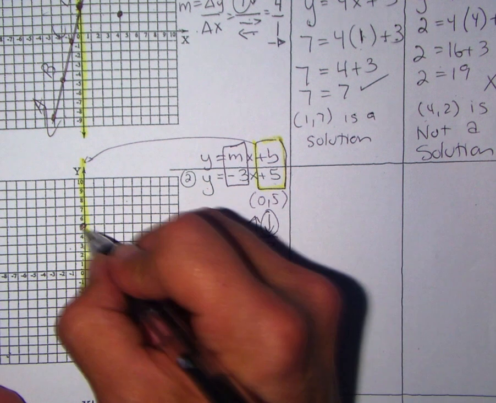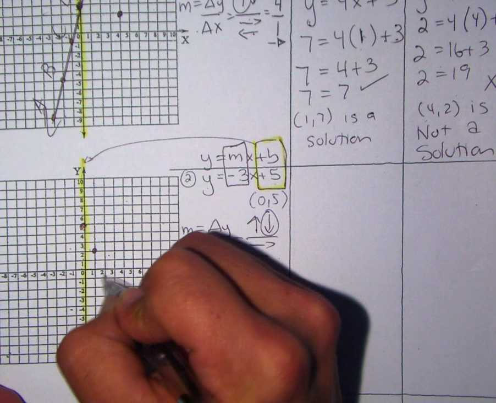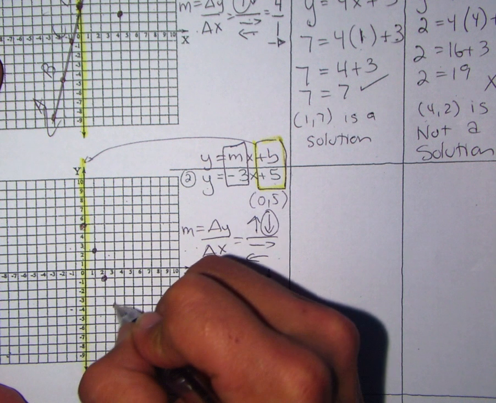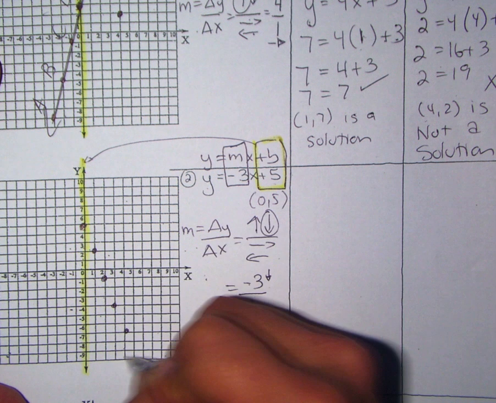So here we go. 1, 2, 3, 1. And look what happens when it's negative. It's going down.